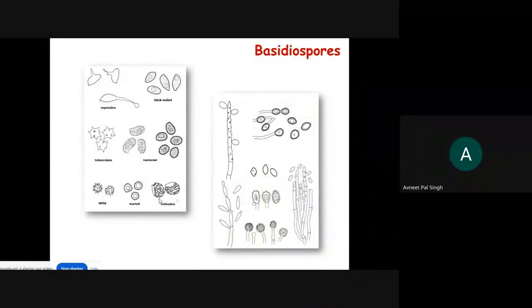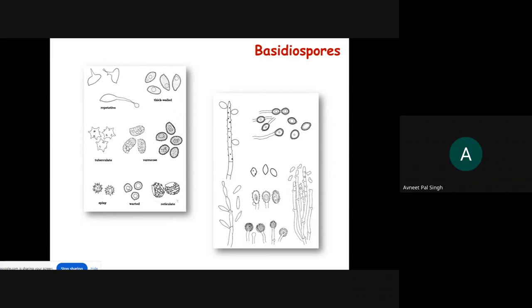Finally, we will come to the basidiospores, which are the sexual spores. So we have to look for the shape of basidiospores. We have to look for their surface, whether it is smooth or some kind of ornamentation. If it is ornamented, what kind of ornamentation is present? Is it very blunt? Is it very fine, varicose? Is it spiny? Is it wart-like? Is it reticulate? So these things we have to look upon. Secondly, we have to look upon the thickness of the wall. Thirdly, we have to look for their size, length, breadth, minimum 20 to 25 dimensions.